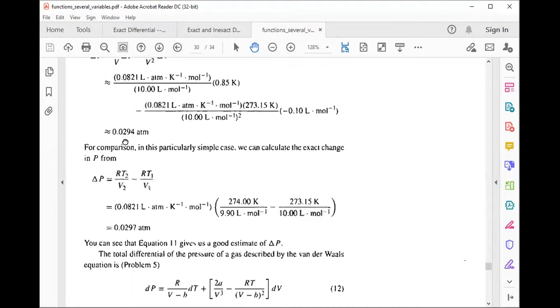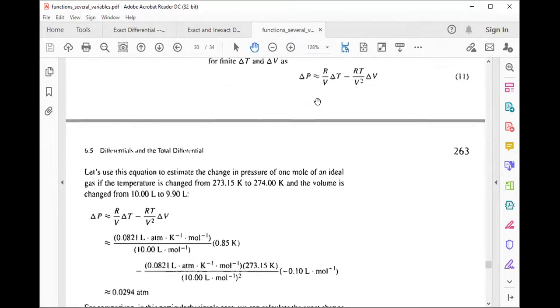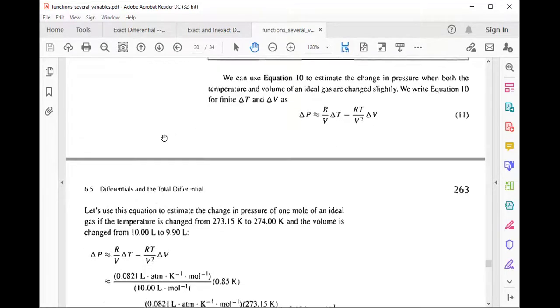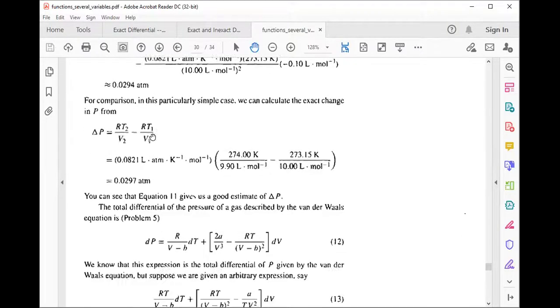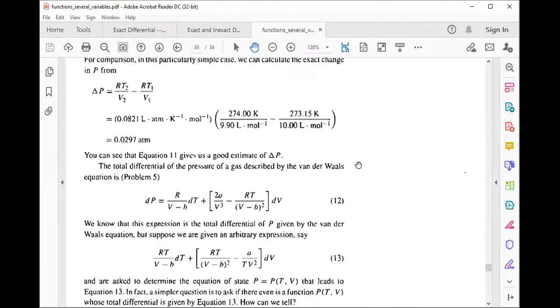The approximate calculation and the exact calculation are very close to each other. So we can see that equation 11 gives us a good estimate of delta P. What is equation 11? Equation 11 is this, which is an approximation of the total differential of P. Now, what have we calculated just now? We have calculated the total differential of pressure for an ideal gas.